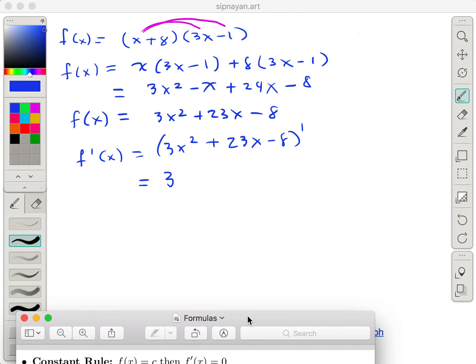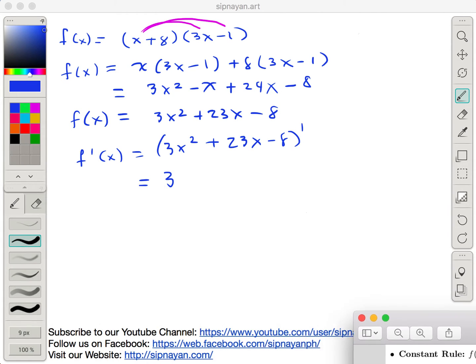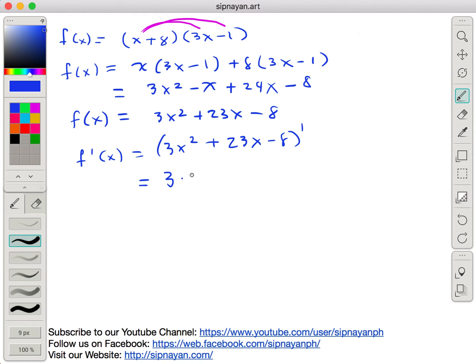And by the power rule, the derivative of x squared is pinababa natin yung exponent and then yung exponent sa taas, babawasan natin ng isa. So, ibababa natin to times 2x and then babawasan natin yung exponent ng isa. 2 minus 1. Diba? Yung power rule. Plus 23. Tatabi natin yung 23 by the constant multiple rule. And then we get the derivative of x. The derivative of x is equal to 1, di ba?